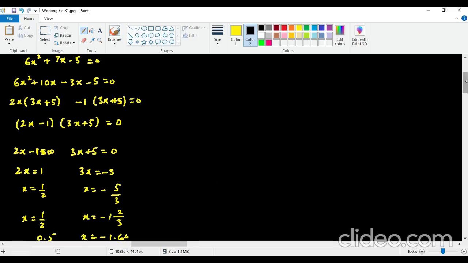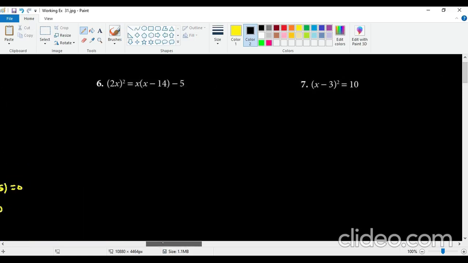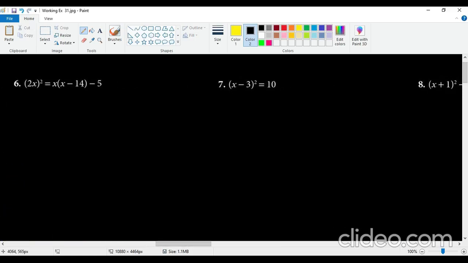Now, when it comes to the next question, it is going to be question number 6. In question number 6, 3x square becomes 3x square. This is a 4x square, and this is expanding x square and minus 14x minus 5. Since the x square value is larger, I'll bring everything to the right hand side. So 4x square minus x square plus 14x plus 5 equals 0. And 4x square minus x square is going to give us 3x square plus 14x plus 5.